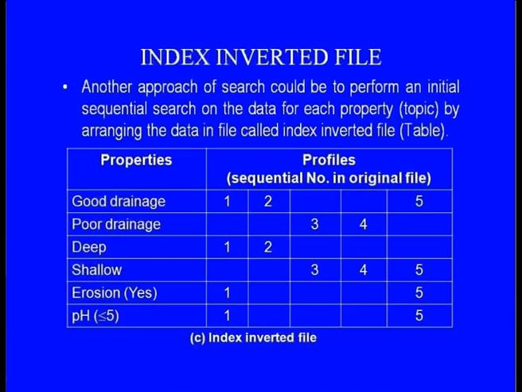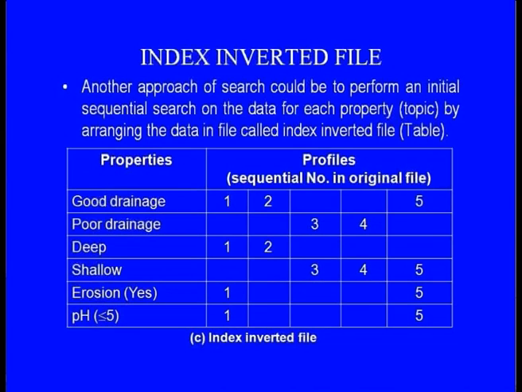Now, we can carry out a search procedure to locate a particular property by arranging the data file. We can select the property and identify those soil profiles which have good drainage. It will identify profile numbers 1, 2 and 5 from the original data as having good drainage. Naturally, the other two profiles, 3 and 4, will be attributed as poor drainage.